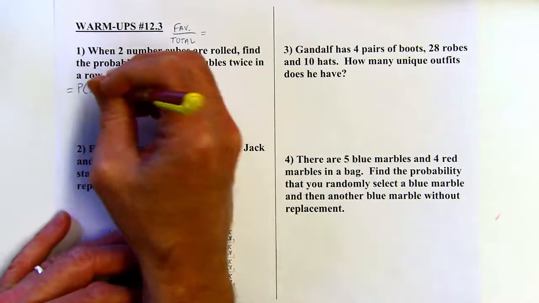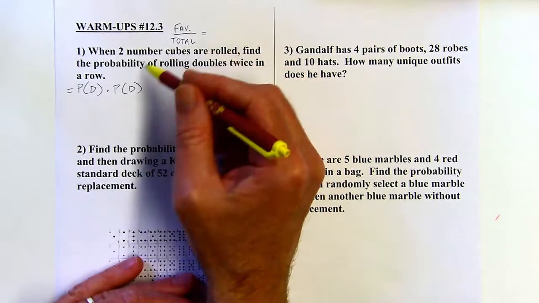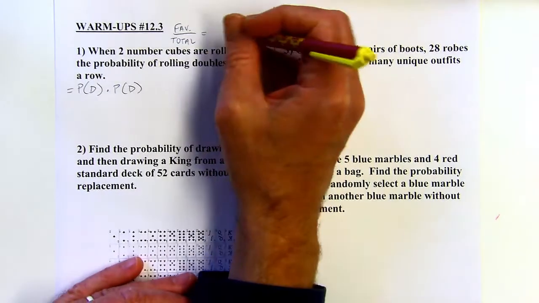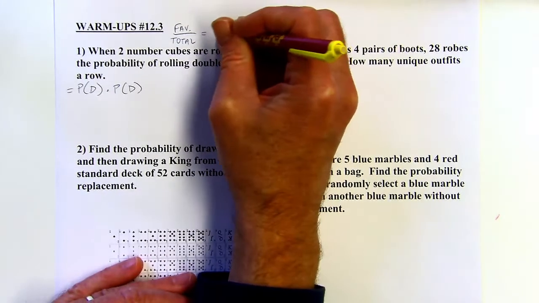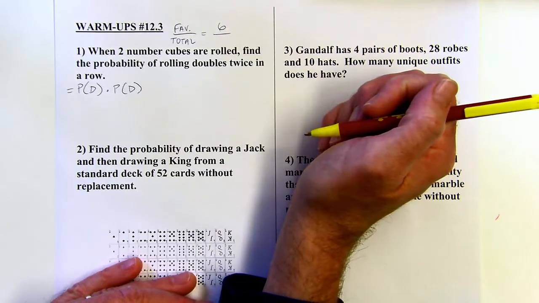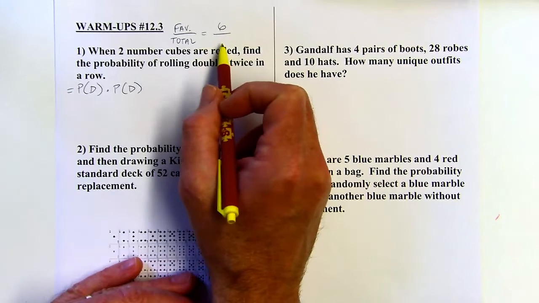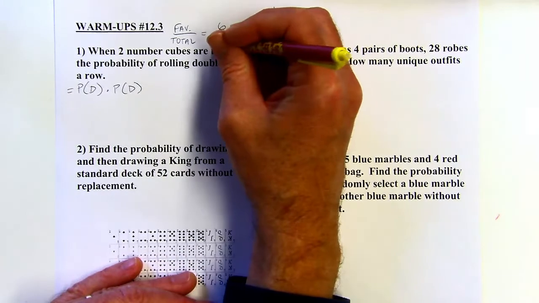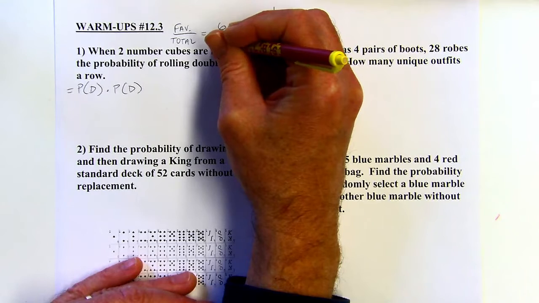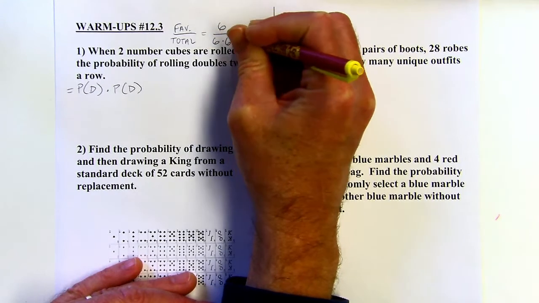All right, so D is for doubles, our probability of doubles. So let's just figure out how many favorable outcomes. Well, the number of different ways you can roll doubles is 6, because you could roll double ones, double twos, threes, fours, fives, or sixes, right? And then the total amount of things that can happen when you roll two dice, well, there's 6 things that can happen on each die: 1, 2, 3, 4, 5, or 6. And so you multiply those together.